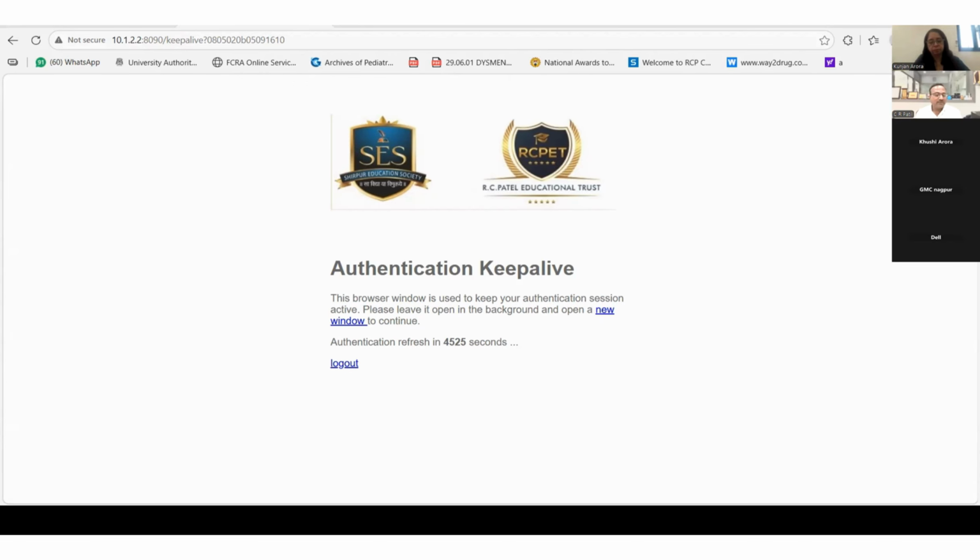So now what I have done, I have selected epinephrine here and I have injected 2 microgram per kg of it. So this. Sir, your screen is not visible, sir. Screen is not visible, you're saying? No, it is authentication keep alive is there. Just a minute, I'm sharing it once again. Sorry for that.